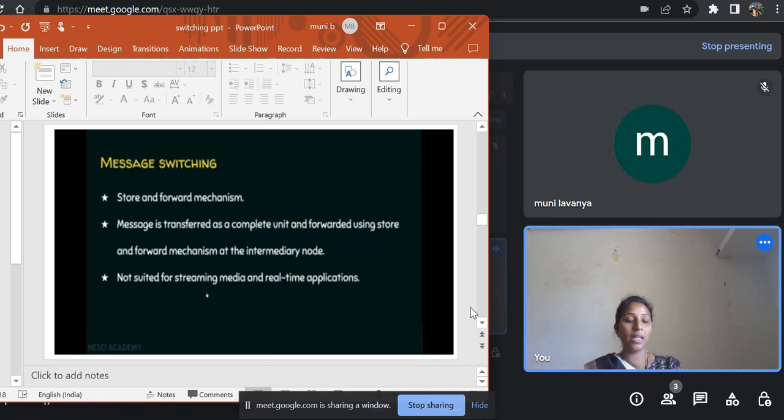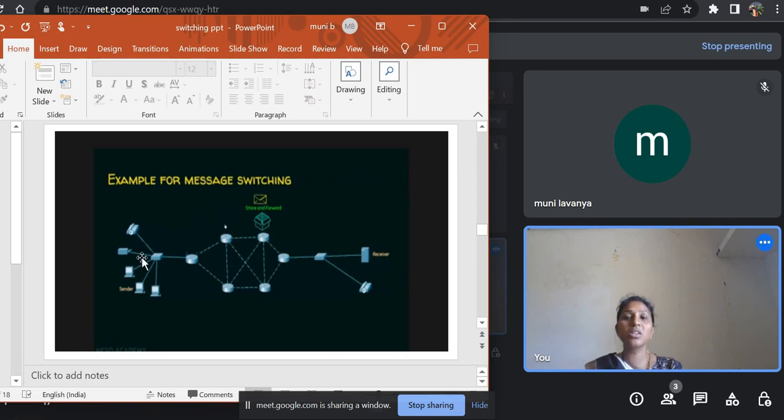I will show you how this works in this network. This is the sender and this is the receiver. The data comes from here, to here. First this router stores all the data and then transmits it to here. Again, it first stores all the data and then transmits. At this node also it stores all the data and transmits. In this way the data is transmitted in the message switching technique. It follows the store and forward technique. It is not suitable for streaming media and it is also not suitable for real-time applications.